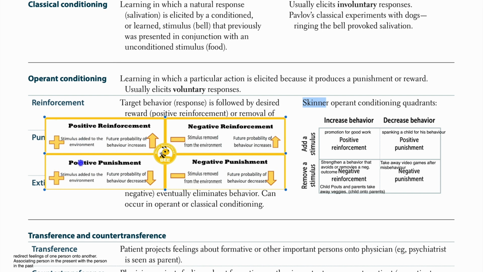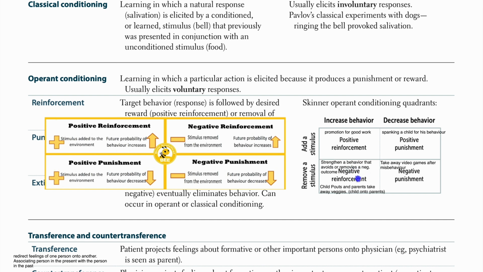So whenever it's positive, it's a stimulus added. Okay, and with reinforcement, the future probability of the behavior will increase, and with punishment, the future probability of behavior decreases, right? So yeah, spanking a child for his behavior, or hitting a child for doing something odd, like crying in the supermarket to buy a toy or something. Then to increase a behavior, you remove a stimulus.